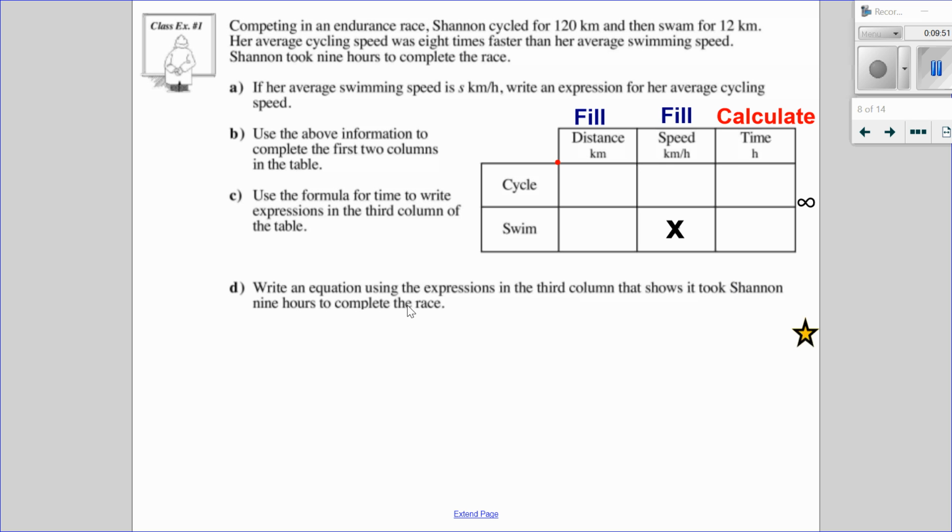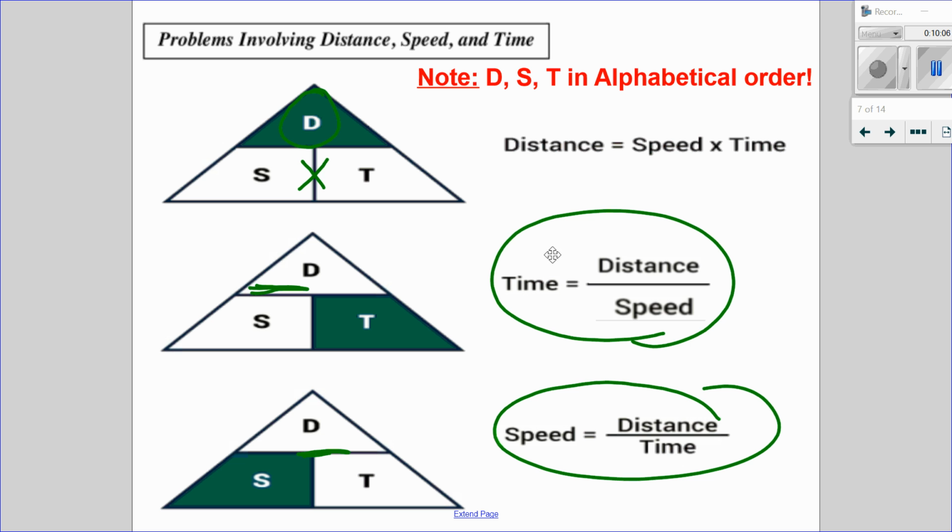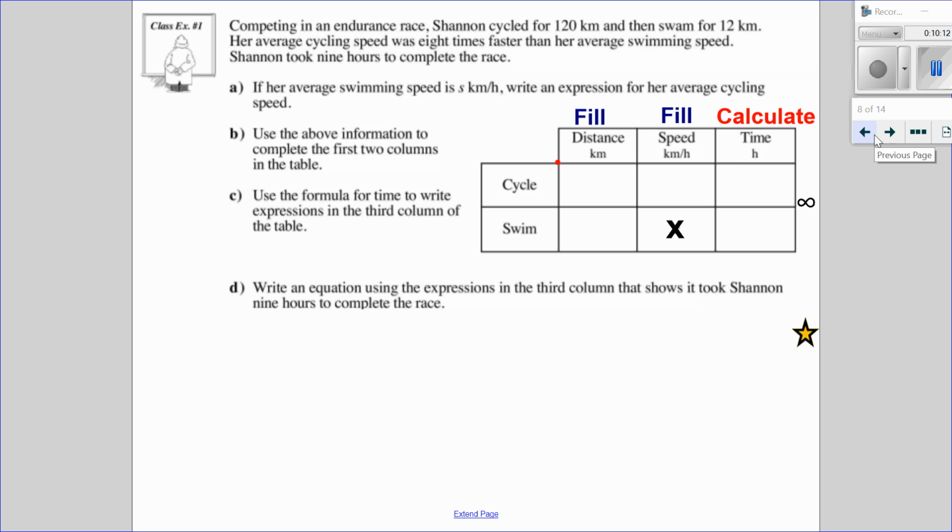With distance, speed, time questions, the biggest mistake students make is putting everything into the table. So my little tip here is: fill, calculate. We're going to calculate the time using the formula that we saw over here. Time is distance over speed. So don't make the mistake of trying to put too much into the table. Let's read this again.